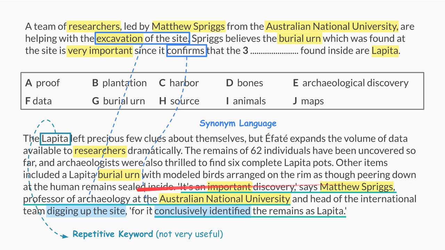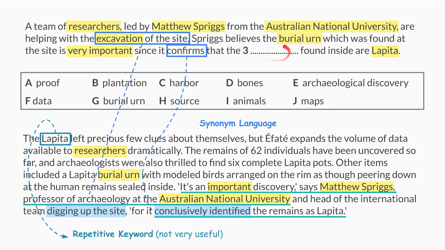So this is our matching sentence right here. This is where we're going to find our answer since the keywords appear here as well as synonym language. Let's read it. It's an important discovery, says Matthew Spriggs, professor of archaeology at the Australian National University and head of the international team digging up the site, for it conclusively identified the remains as Lapita. Okay, confirms that the dash found inside are Lapita. So something that was found are Lapita.